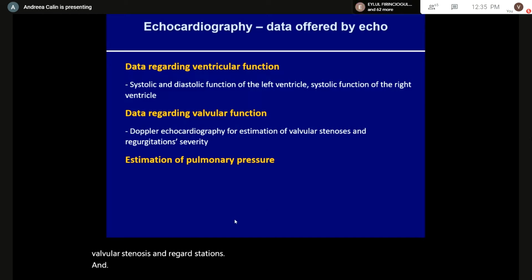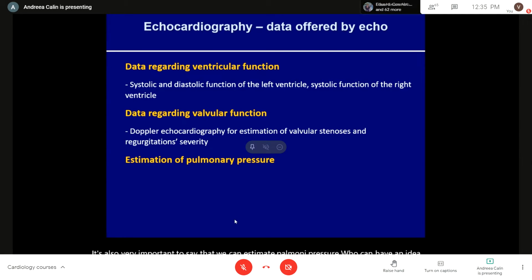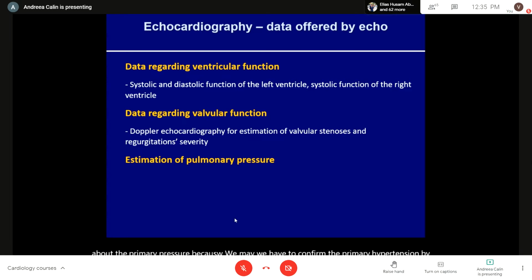And it's also very important to say that we can estimate pulmonary pressure. We can have an idea about the pulmonary pressure because we have to confirm the pulmonary hypertension by cardiac catheterization when this is needed.